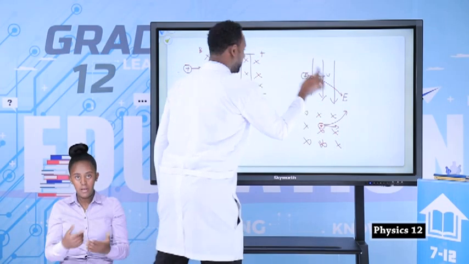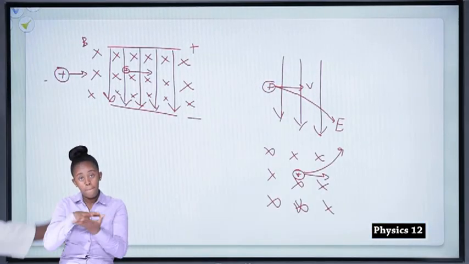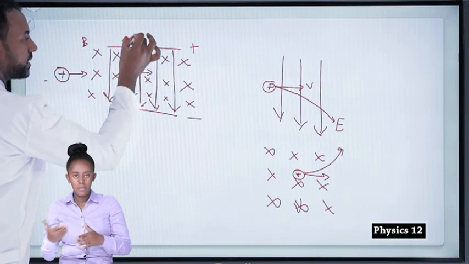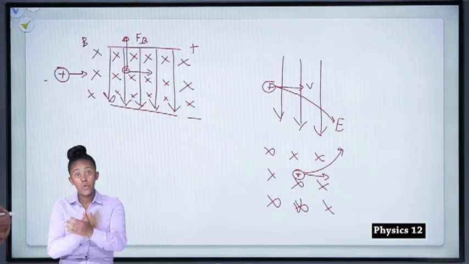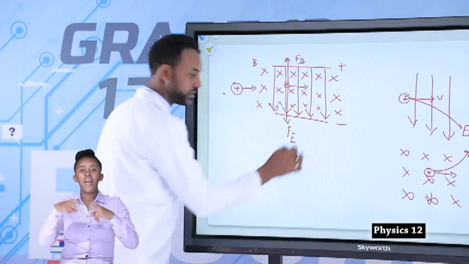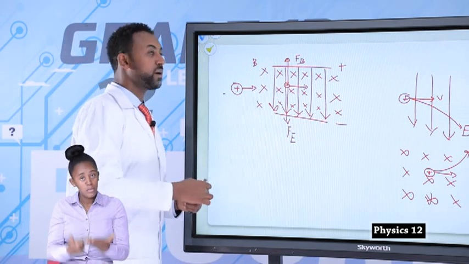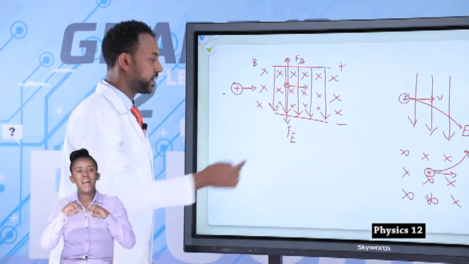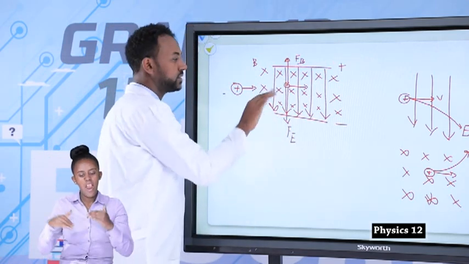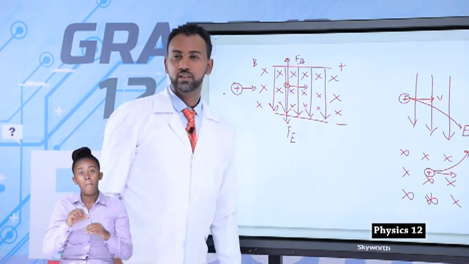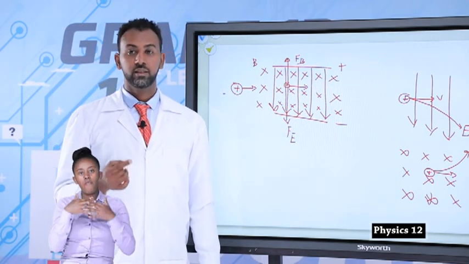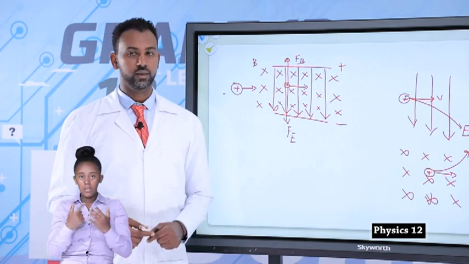So with the combination of these two, on this charged particle there is a force acting upward, due to the magnetic field, and a force acting downward, due to the electric field. If the magnetic force is greater than the electric force, it tends to move upward. If the electric force is larger than the magnetic force, it tends to move downward. So the velocity selector is a device used to determine the velocity of different particles.